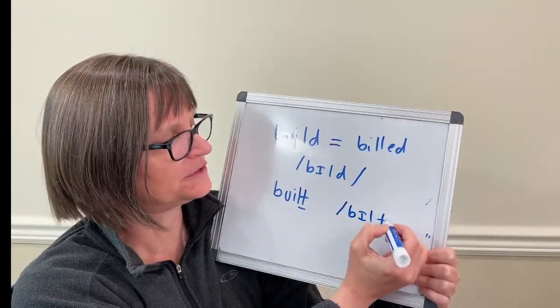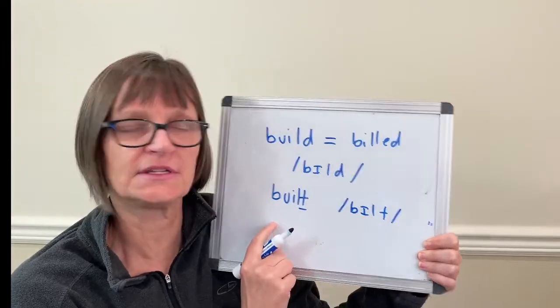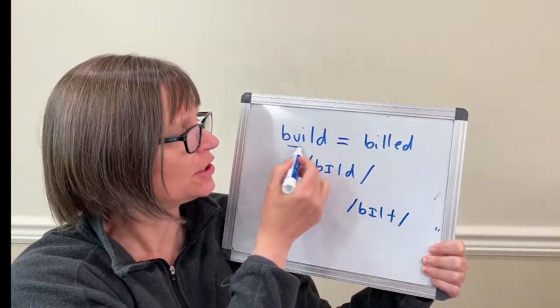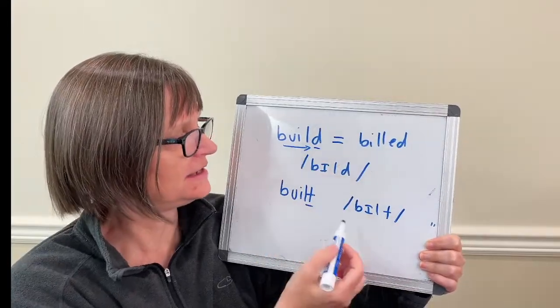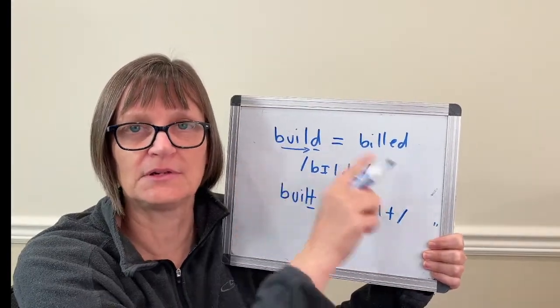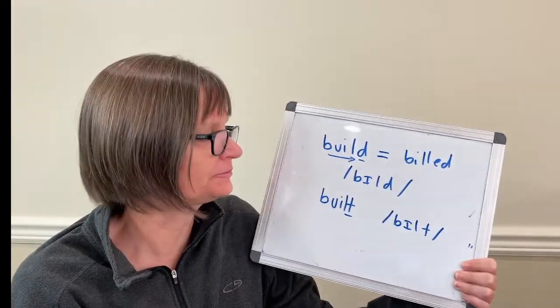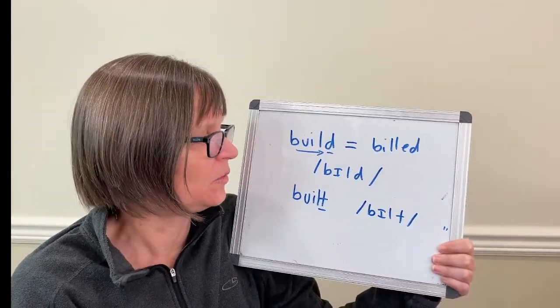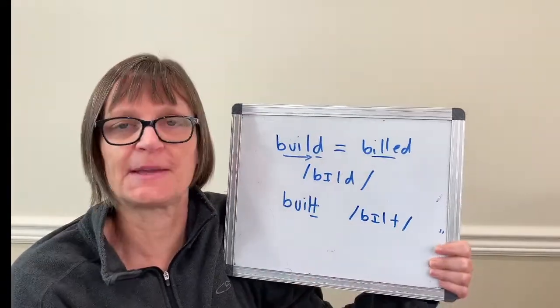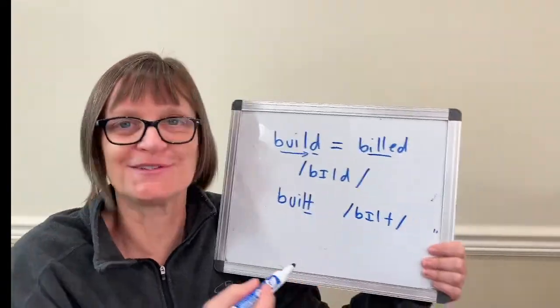The other difference you'll see here, I built it, I'm going to build it, is that the vowel is going to be longer before the D than before the T. So I built it, I'm going to build it, build it. The vowel there is longer. Yeah, okay, good question. But this build and this build are the same. They both sound like build.